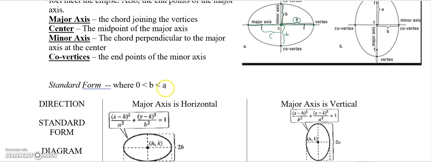In standard form, A is going to be bigger than B, and both of those numbers are going to be bigger than 0. A is half the length of the major axis, and B is half the length of the minor axis. So A will be bigger because it's longer, and B will be shorter. So that's what we're saying here.